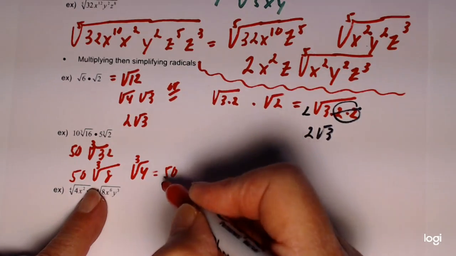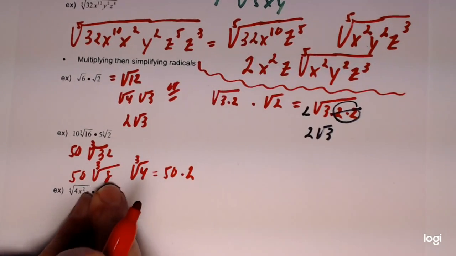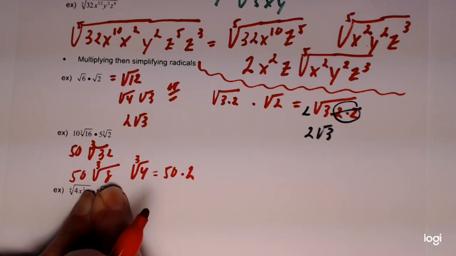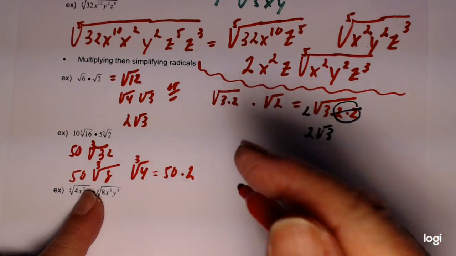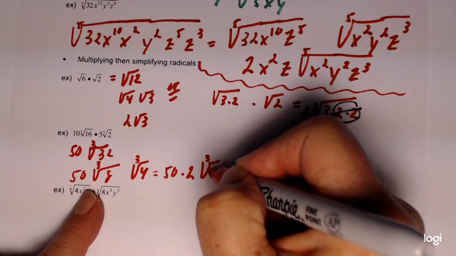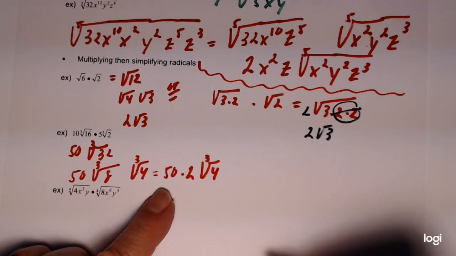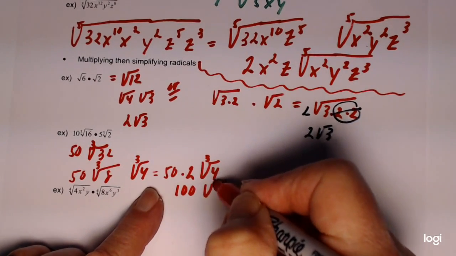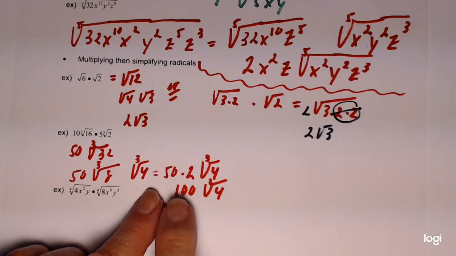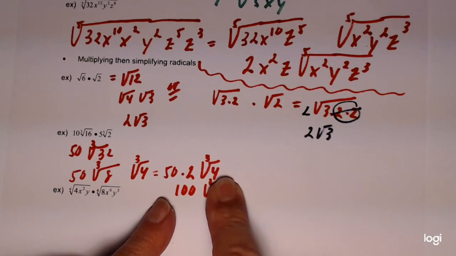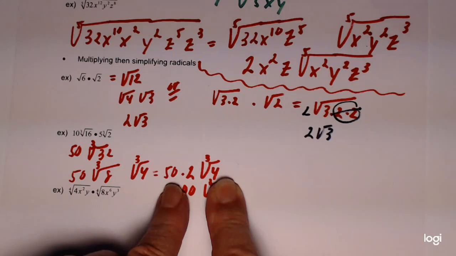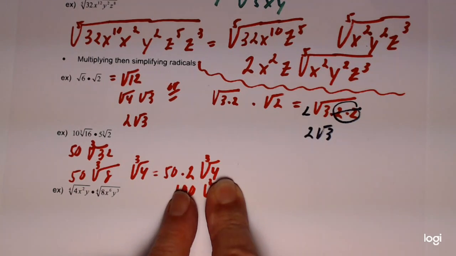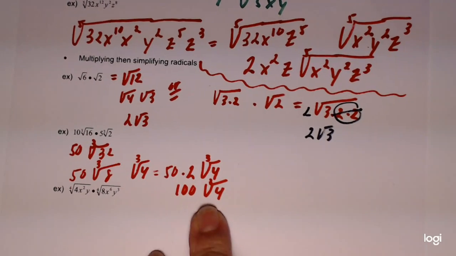So we have this 50. Now we have the 2, the whole number 2, from the cube root of 8. And then we have this cube root of 4. So finishing this multiplication, 50 times 2 is 100 cube root 4. This 4 under the radical is not multiplied by the 50, the 2, or the 100 because these are not in radicals. So that would be our answer, 100 times the cube root of 4.